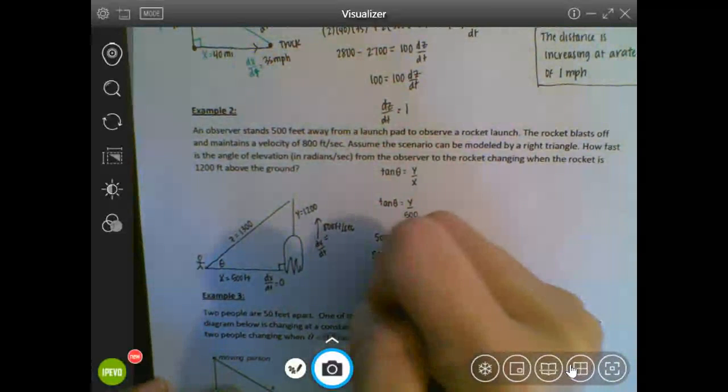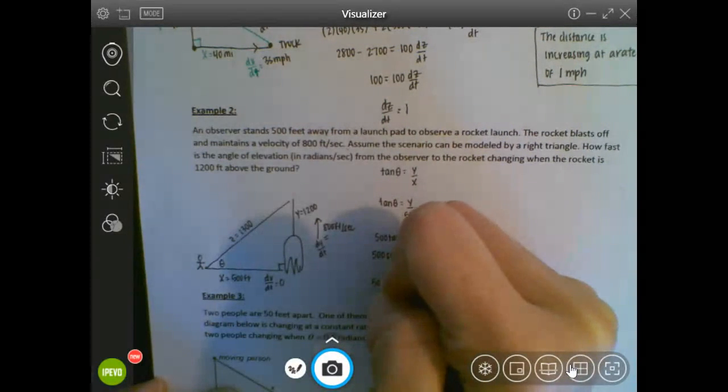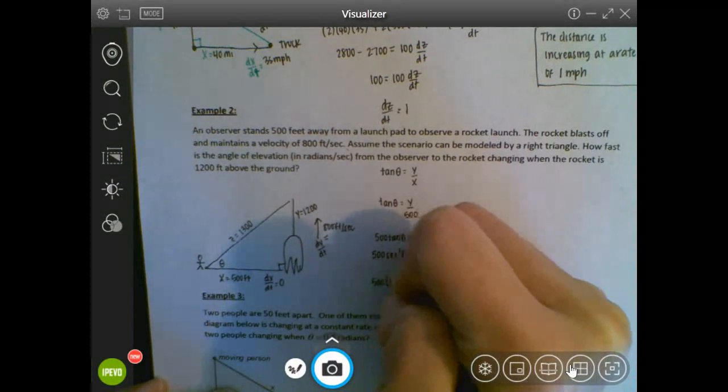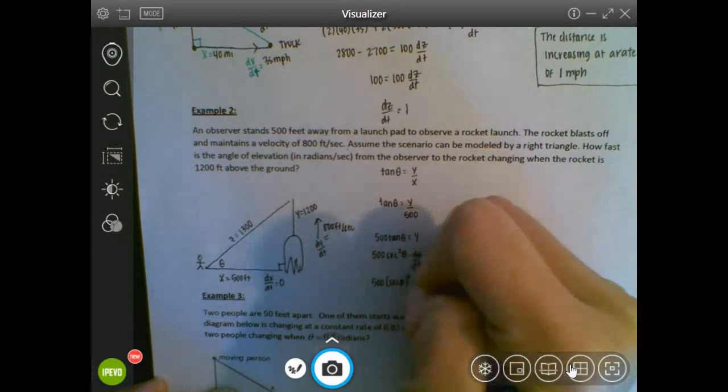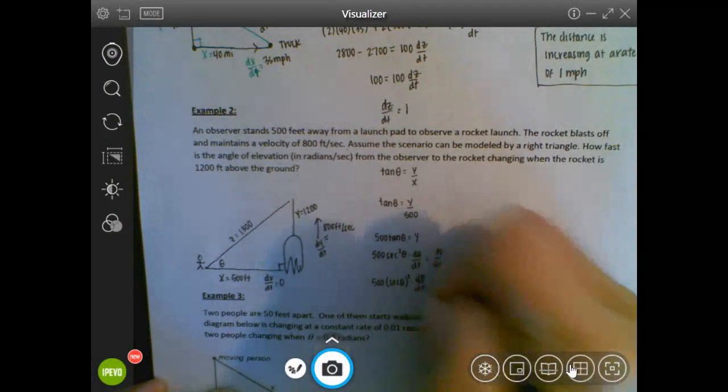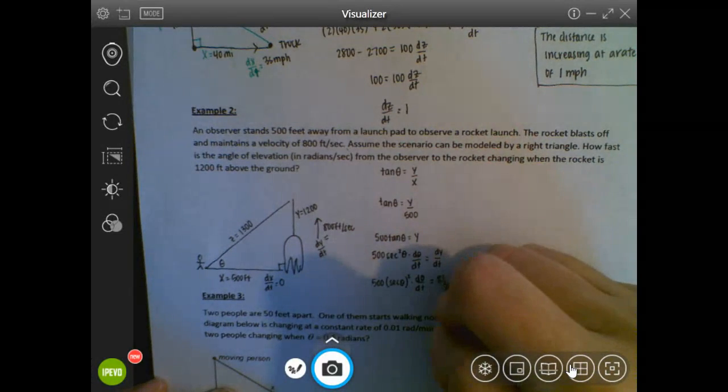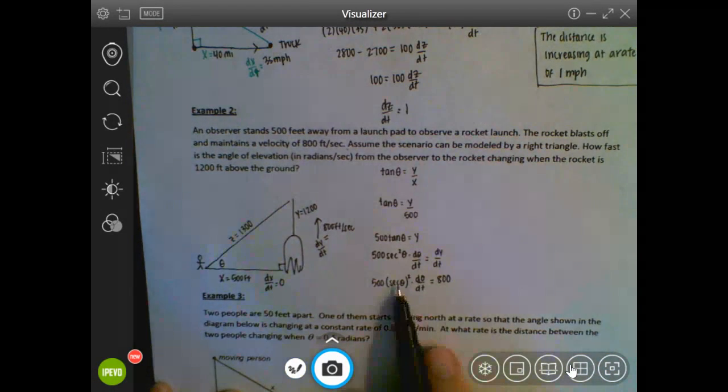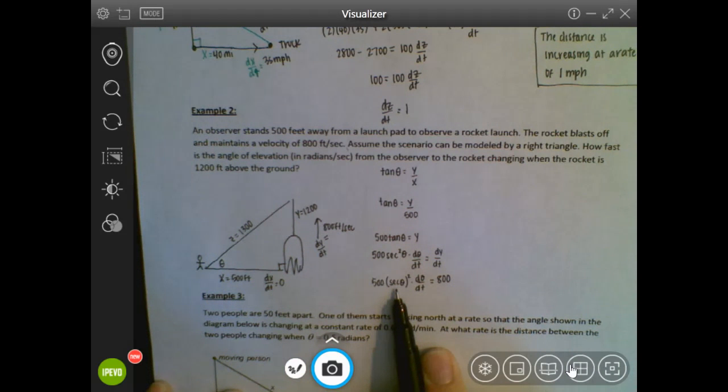Okay, so think about this 500 as being multiplied by secant of theta squared times d theta dt. And I'm just going to go ahead and plug in my dy dt while I'm over here. So I'm going to plug in the 800. I'm actually going to set up something that's going to help me to find a value of secant of theta.